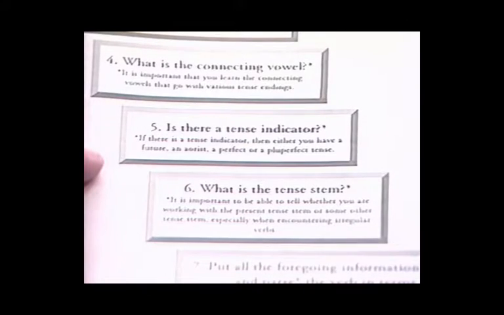Step 5, is there a tense indicator? Now, we have seen that there are 3 tenses that we have looked at so far where there is a tense indicator. The future has a tense indicator of sigma. The first aorist has a tense indicator of sigma. And the perfect has a tense indicator of a kappa. There are other tense indicators, but those are the ones with which we have dealt so far.